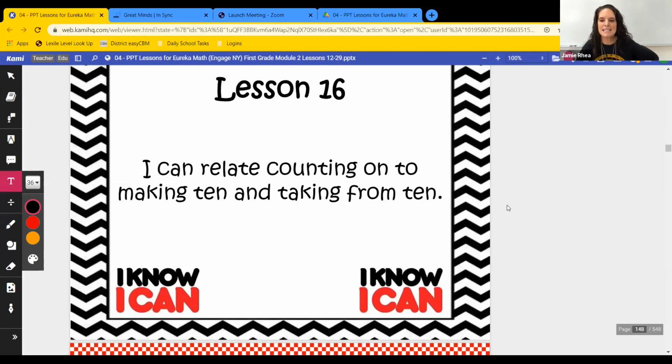All right, lesson 16. I can relate counting on to making 10 and taking from 10. We know how to count on. We've been doing that all year, right? 5, 6, 7, 8. Like we can count on. So today we're going to relate how counting on is like making 10 or taking from 10, okay? So let's get started.